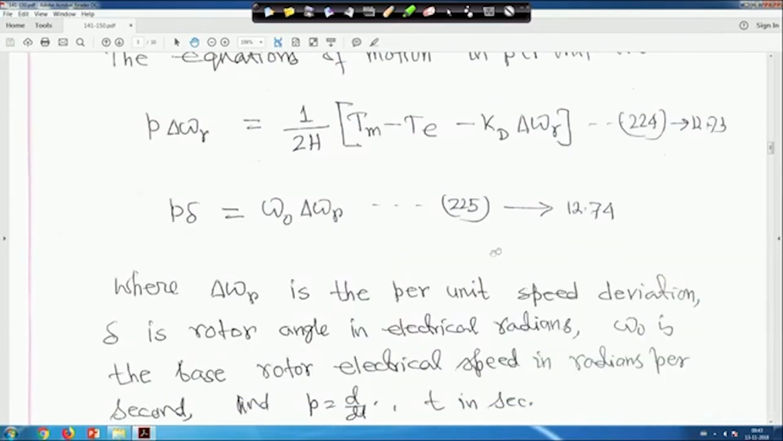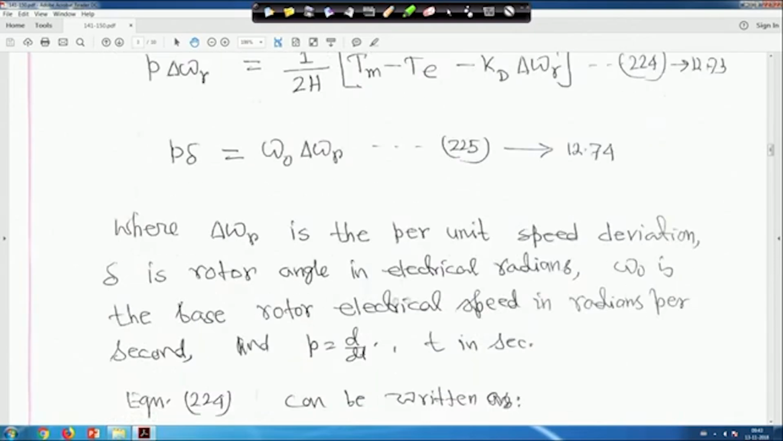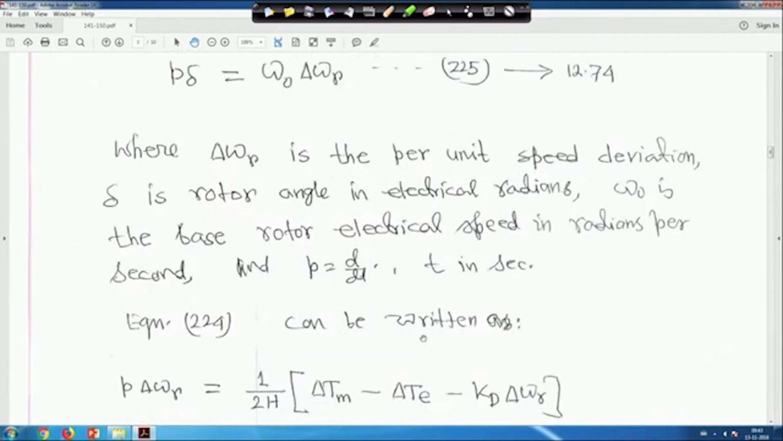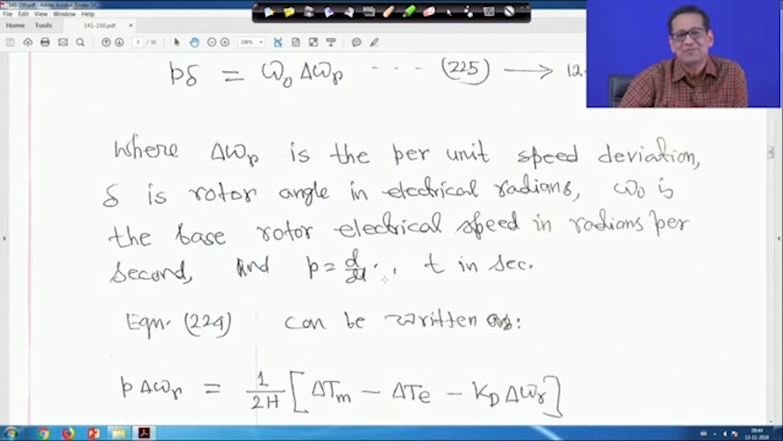And where delta omega r is the per unit speed deviation and delta is the rotor angle in electrical radians, right. This we have seen earlier. So, omega 0 is the base rotor electrical speed in radians per second, right. And we know P is d by dt, we have represented by this differential operator, but later we will represent by Laplace domain. So, we will replace P by S, right, and T in seconds.